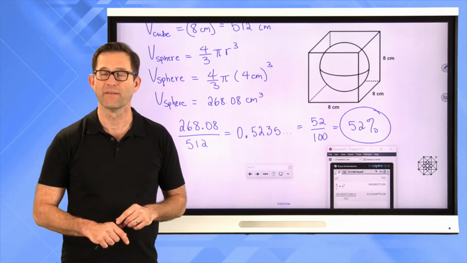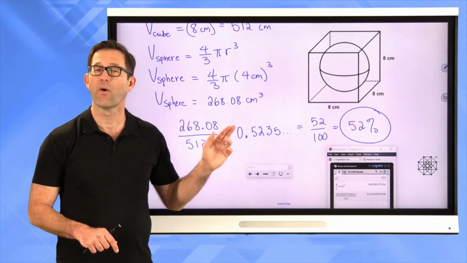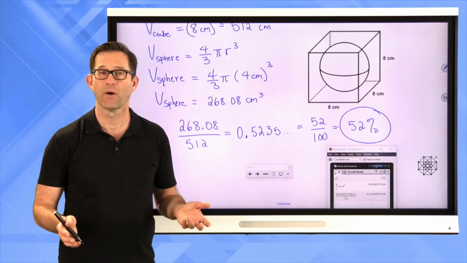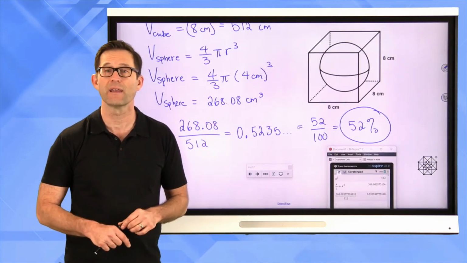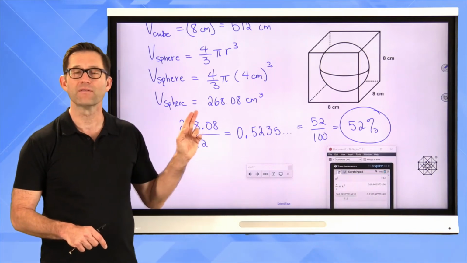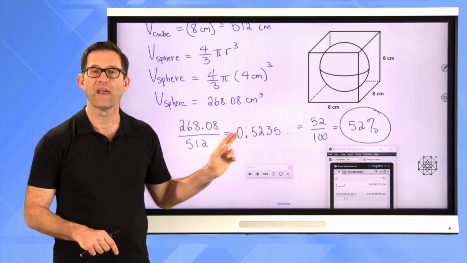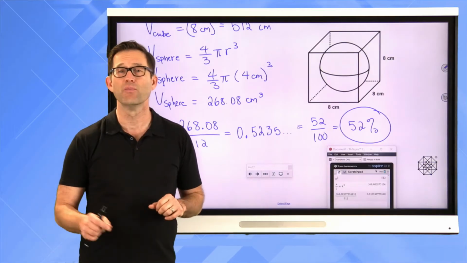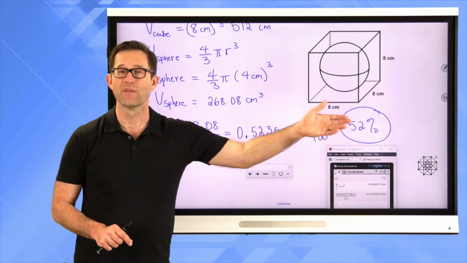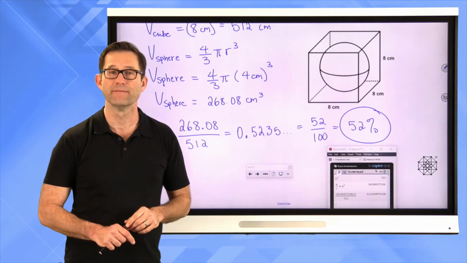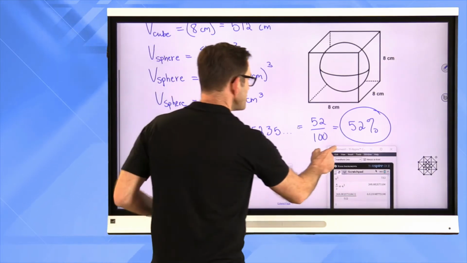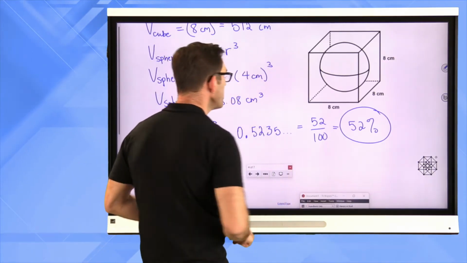You can always take part divided by whole and multiply by 100 if that's helpful for you. That certainly will give you the percent. But I'm hopeful that you can take part divided by whole, look at that decimal, and interpret that as 52.35%, which to the nearest percent is 52%. All right, always good to do a little bit of percent work here and there.